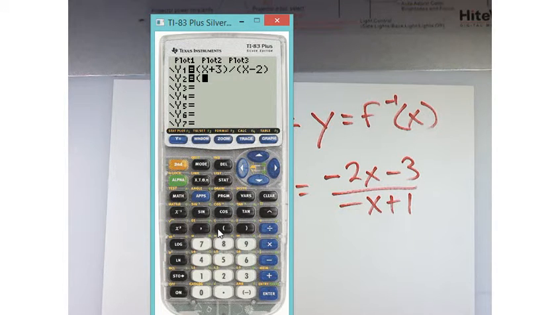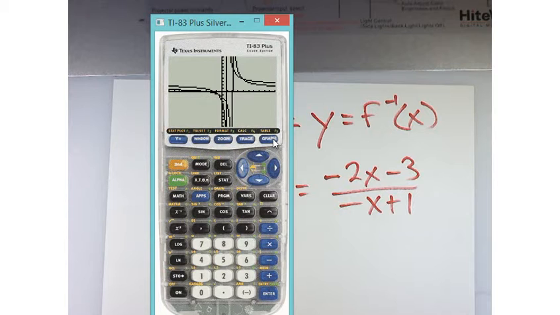So let's do that. I'm going to type negative 2x minus 3 divided by negative x plus 1. Close the parentheses, hit graph. Now it's really hard to tell, but that is symmetrical about the axis. And by the way, I looked it up in the back of the book. This one's really kind of hard to tell.